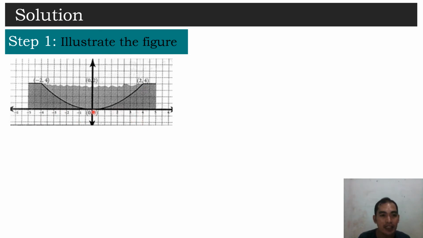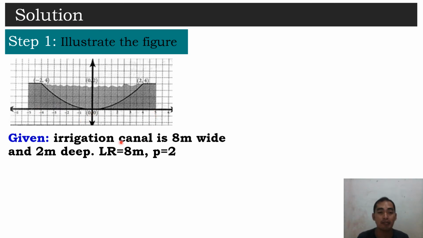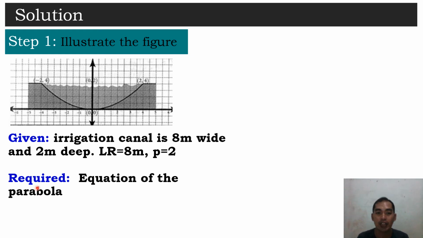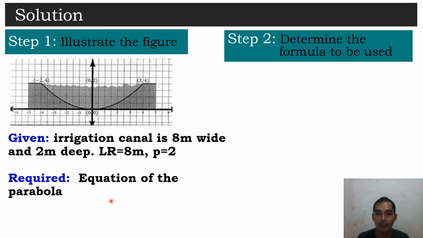So from the center to the left is 4 meters. From the center to the right, another 4 meters. So that's 8 meters. So our given is the irrigation canal is 8 meters wide and 2 meters deep. So therefore, the LR is 8 meters and the value of P is 2. Paano nakuha ang 2? 8 divided by 4 is 2. What is the requirement? Equation of the parabola, either in a standard form or in general form.